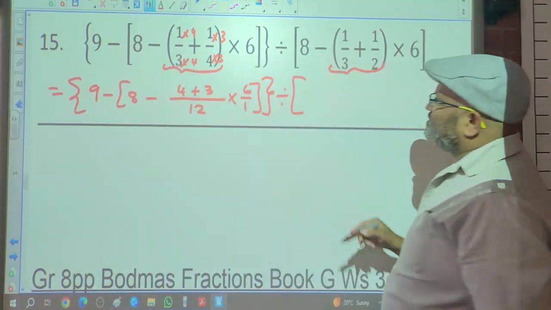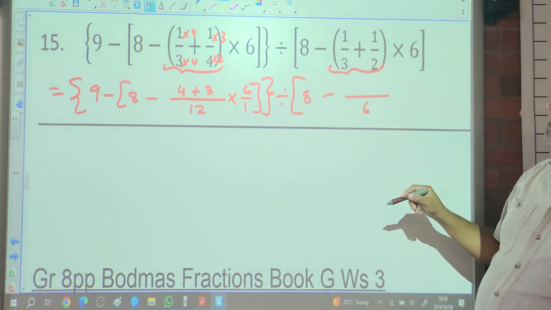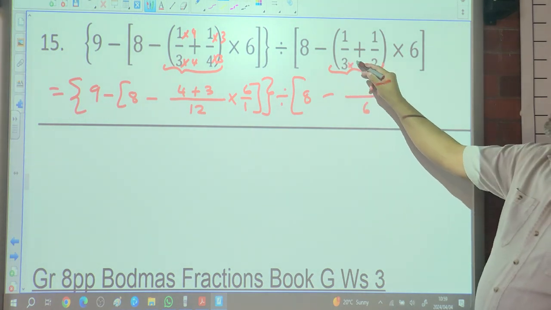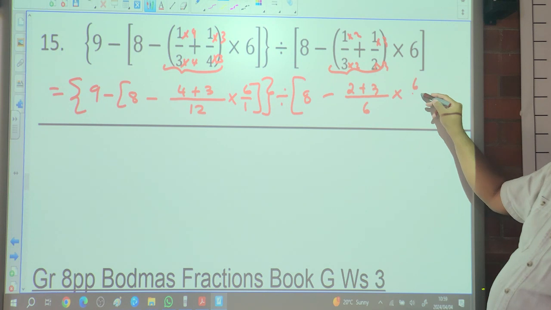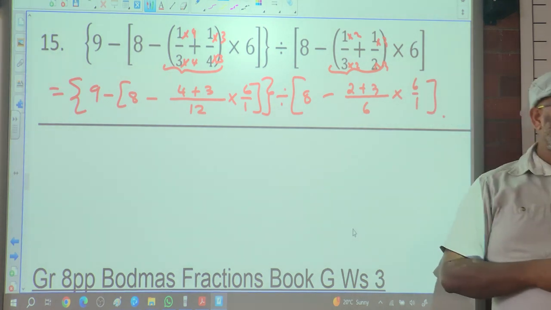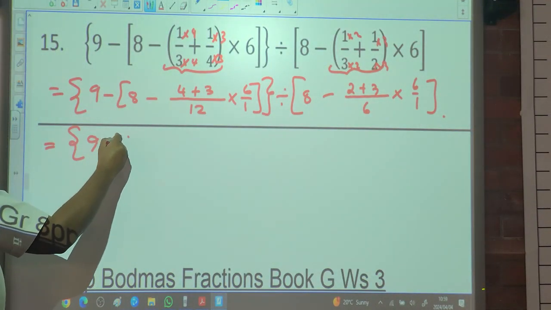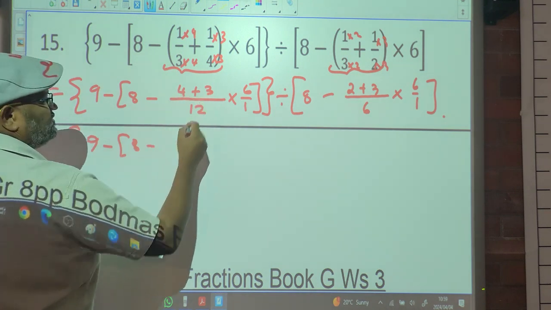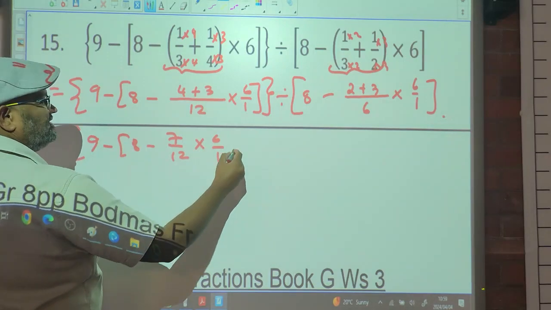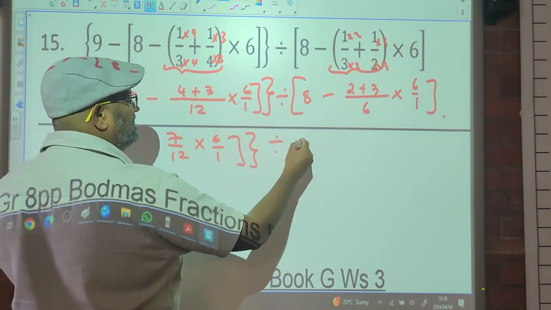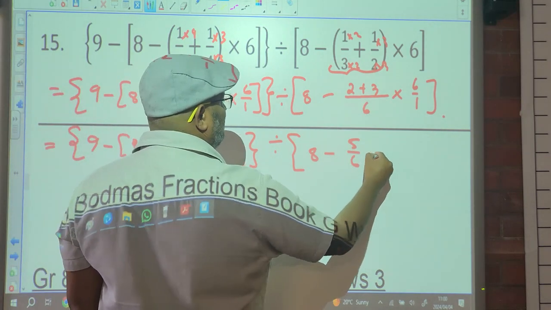But this one here, again, the inside of the bracket. So it's 8 minus, LCM of 6. So it's going to be times 2 and times 3. So it's 2 plus 3 times 6 over 1. Okay. So quickly, 9 minus block 8 minus 7. Sorry, 3 plus 4 is? Yeah, think of the answer. Times 6 over 1 must be divided by 8 minus 5 over 6, multiplied by 6 over 1.